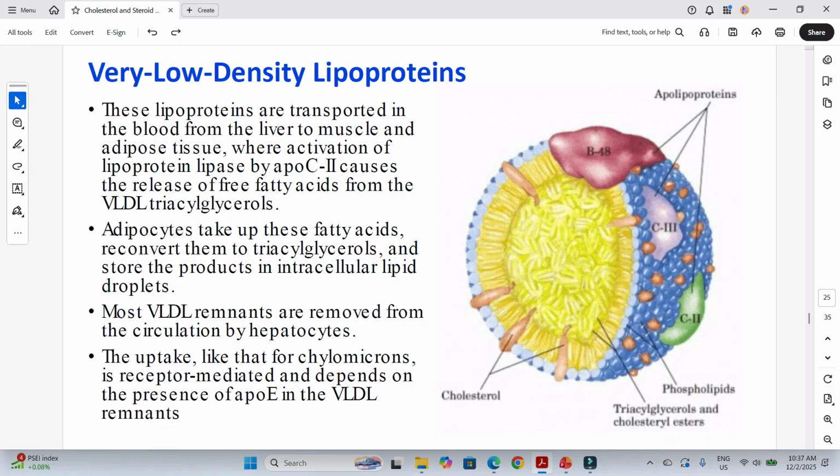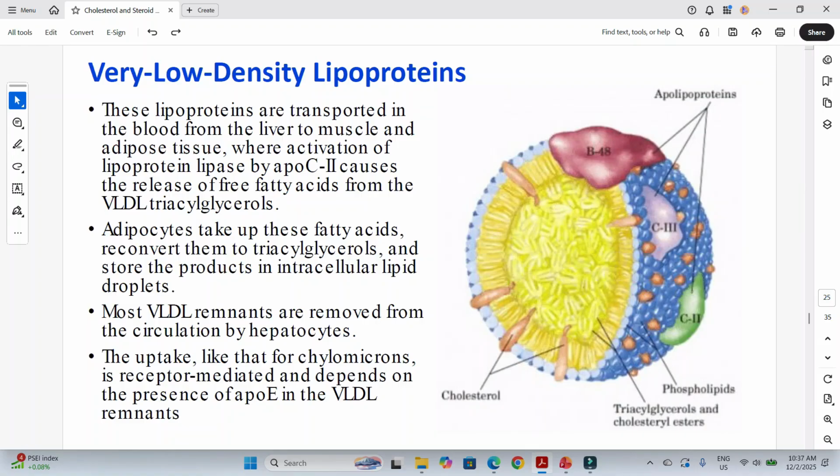release again of free fatty acids from VLDL, the release of fatty acids from VLDL triglycerides or triacylglycerols. So the adipose sites take up the fatty acids, reconvert them to triacylglycerols, as I mentioned earlier, for storage, and store the products in intracellular lipid droplets.